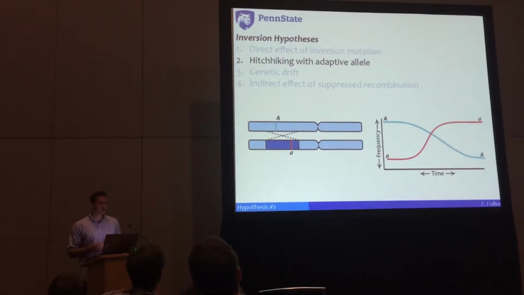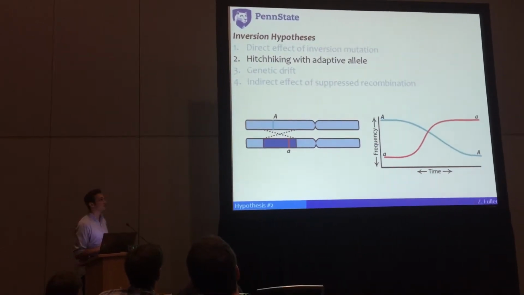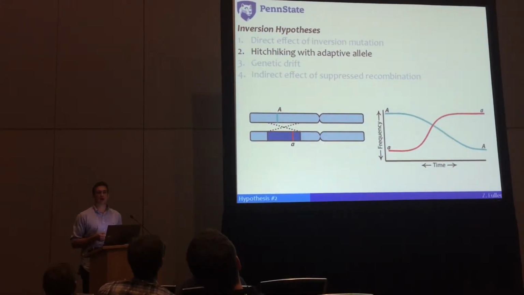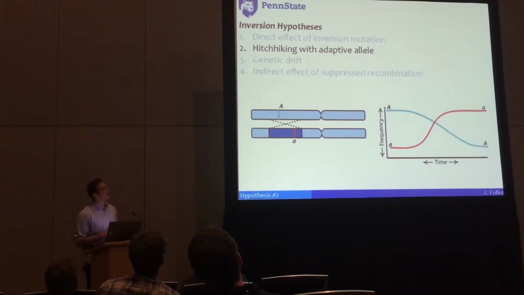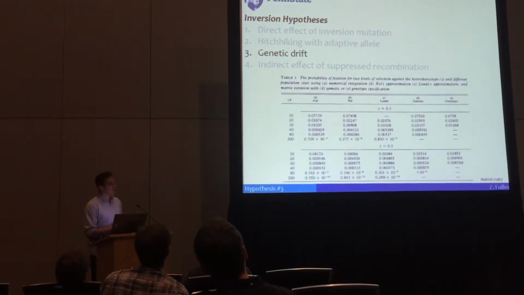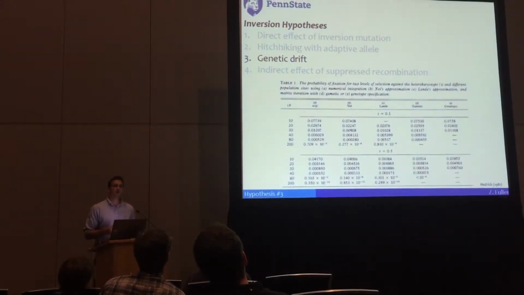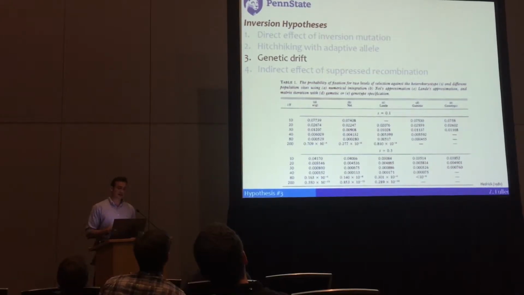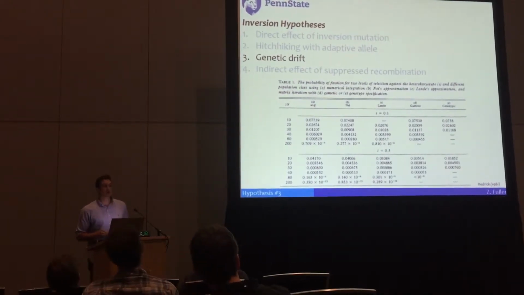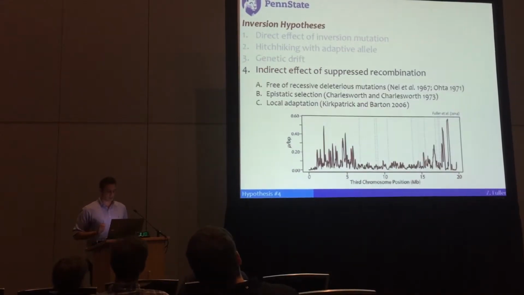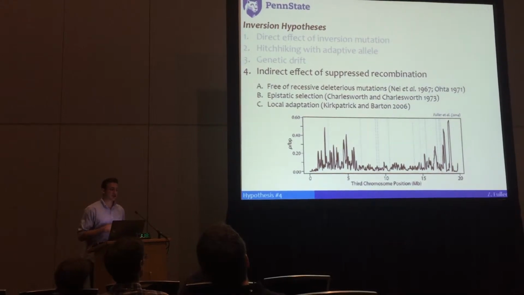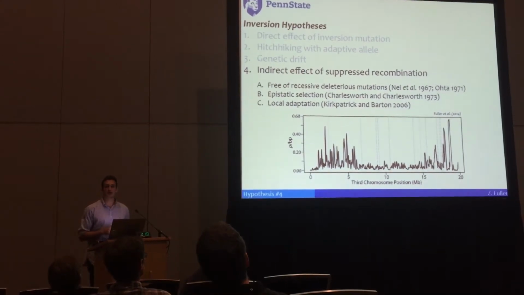The second hypothesis is that inversions hitchhike along with an adaptive allele. So this is where there's a single beneficial mutation sweeping through the population, and inversion happens to capture it, and then it gets brought along with it to high frequency. The third is through genetic drift. So there's been previous theoretical models that have predicted that the probability of fixation for an inversion increases in smaller effective population sizes. The fourth hypothesis is that inversions are established through the indirect effects of suppressed recombination.